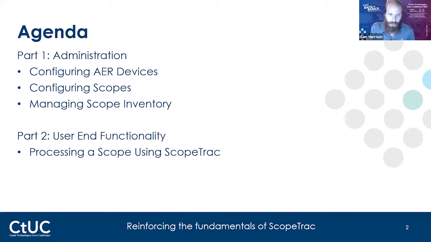We're then going to move into creating scopes, and then look at managing and editing existing scopes. After that, we'll go into the user-end functionality of processing that scope. So part one is the administration, configuration, and setup. Part two is the end user functionality of actually processing a scope, and you'll see what your techs see when they're doing this.